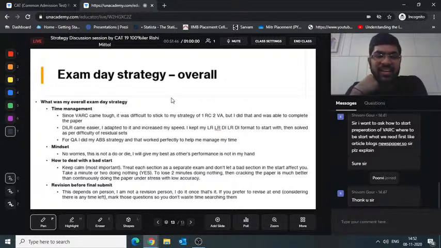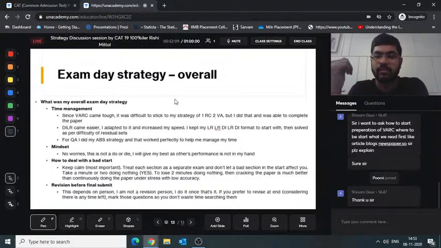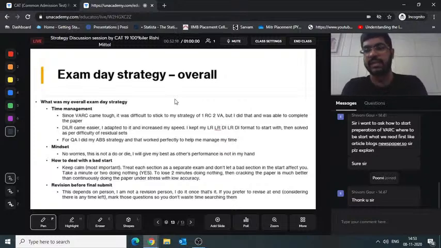The third point, how to deal with a bad start. We may have a bad start to a particular section, or a whole section which is going bad in the very beginning of the exam. So how do I deal with that? First thing is to keep calm, most important. A key here is to treat every section as a separate exam and don't let a bad section in the start affect you. That works otherwise as well. Don't let a very good section give you an overconfidence, entering the second section blinded by the thought that yes, you are killing it. Don't do that either.